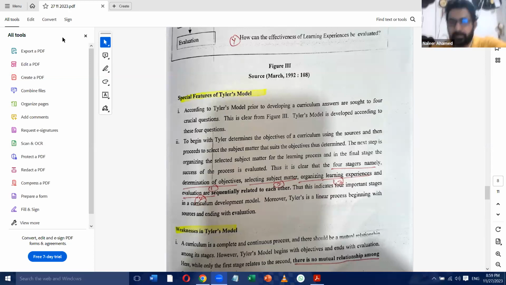Okay, let's start now. Can you speak something, Tarangamis? Can you tell something about the objective selecting, subject matter organizing, learning, evaluation for a lesson? How you will do it? Just simply, just briefly outline, please.